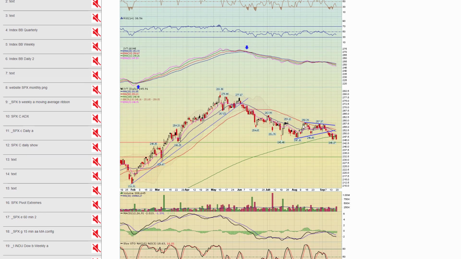Here's the transports. They've been downtrending since May. They had this coil pattern recently, which broke to the downside. This sector has been very weak. Okay, that's your next support.